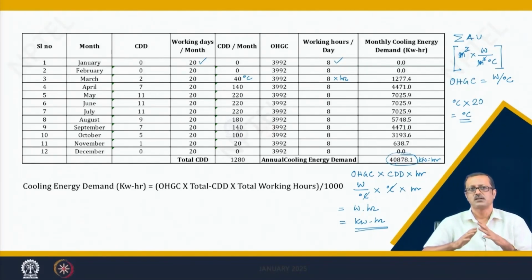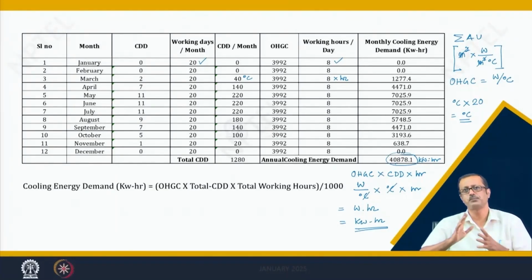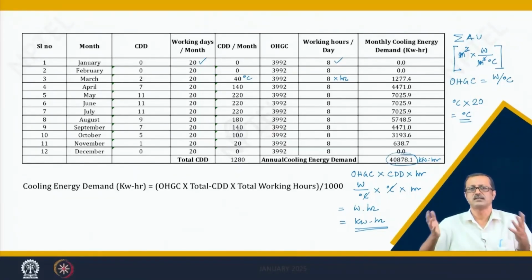But if you want to see some kind of comparative study of two different buildings in the same locality, or the same building in different localities, just by changing the CDD, we can have an idea of what my annual cooling load could have been, my total cooling load requirement, or my expenditure for electricity for running the AC, the air conditioning and all these things in a building.